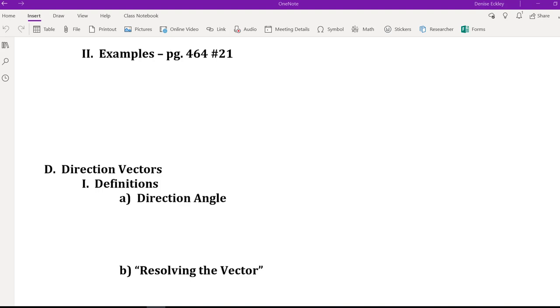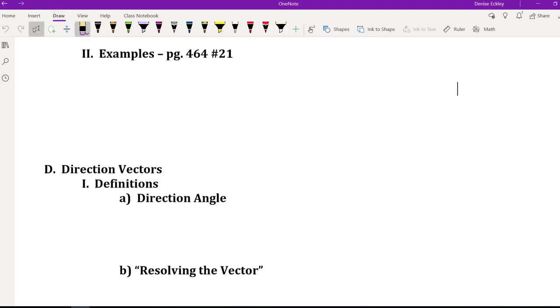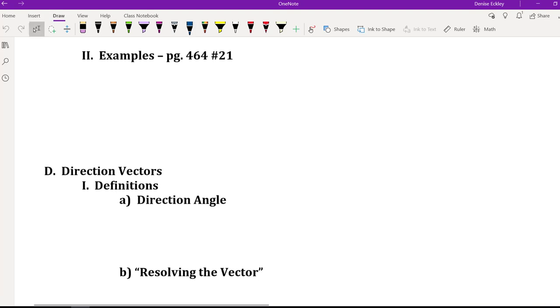This is part 3 of lesson 6.1, Vectors in a Plane. We're going to start with an example from page 464, number 21. We are to find the unit vector in the direction of the given vector. So our given vector is u, and in component form it is -2, 4.